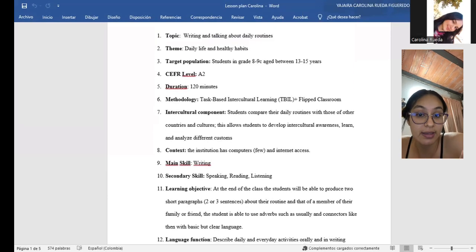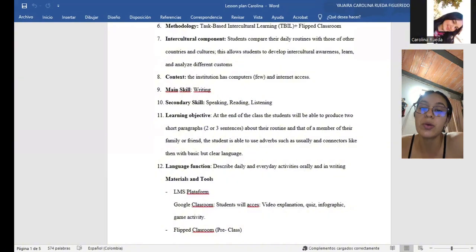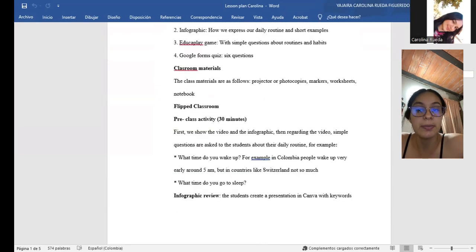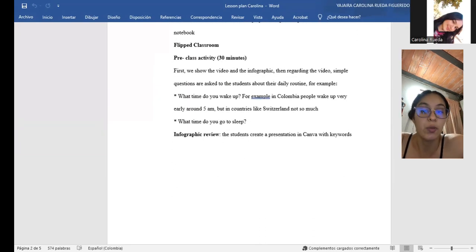The objective is for students to write 2 short paragraphs about their daily routine and the routine of a family member or classmate, using basic connectors such as "then" and adverbs like "usually." In addition, students compare routines from different countries in order to develop intercultural awareness.